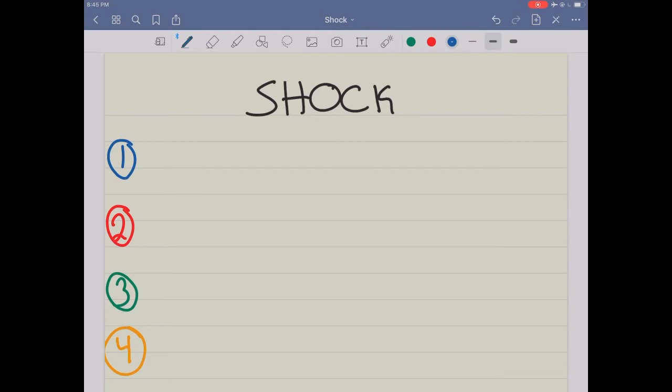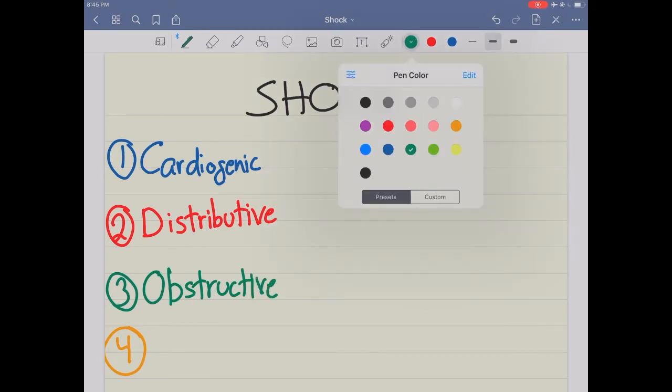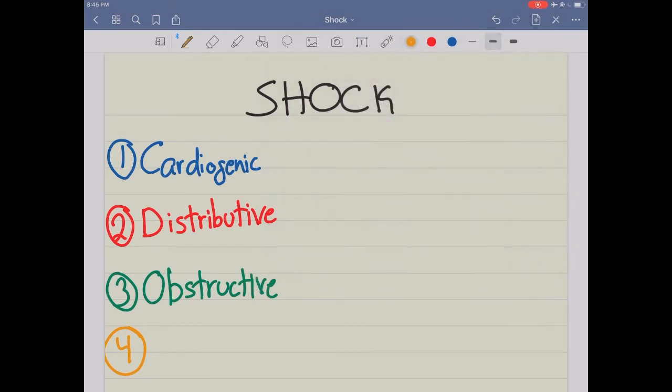So to break it down, the first one we're going to be talking about is cardiogenic shock. The second one will be distributive. The third one is going to be our obstructive shock. And our fourth one here is going to be hypovolemic shock.